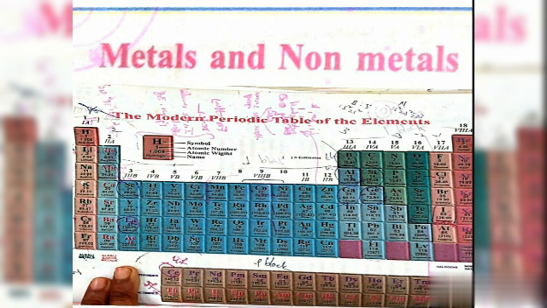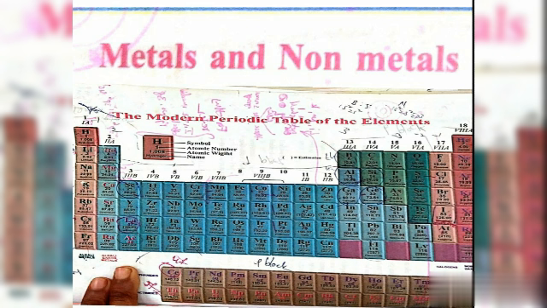For example, sodium. Sodium atomic number 11, its configuration 1s2, 2s2, 2p6, 3s1. In the last shell 1 electron is there, so we can call this a metal. Magnesium, atomic number 12, electronic configuration 1s2, 2s2, 2p6, 3s2. In the last shell how many electrons? 2 electrons, so we can call this also a metal. If 3 or fewer electrons are in the outermost shell, the element is called a metal.